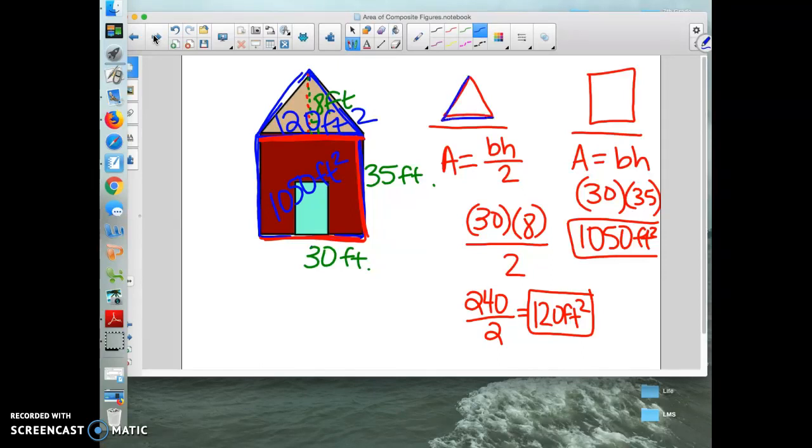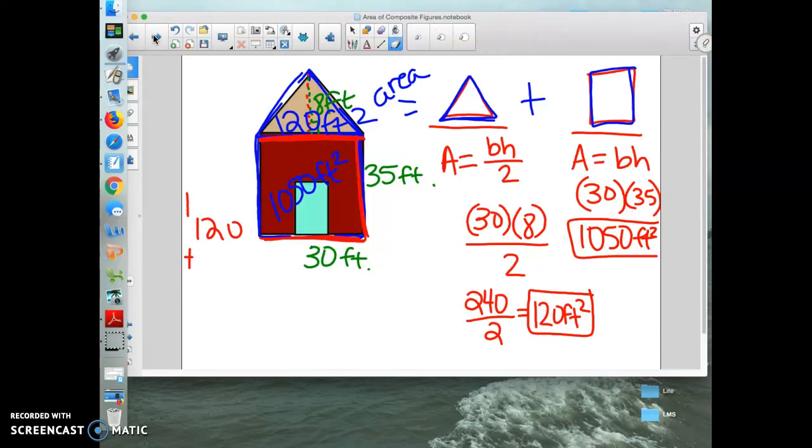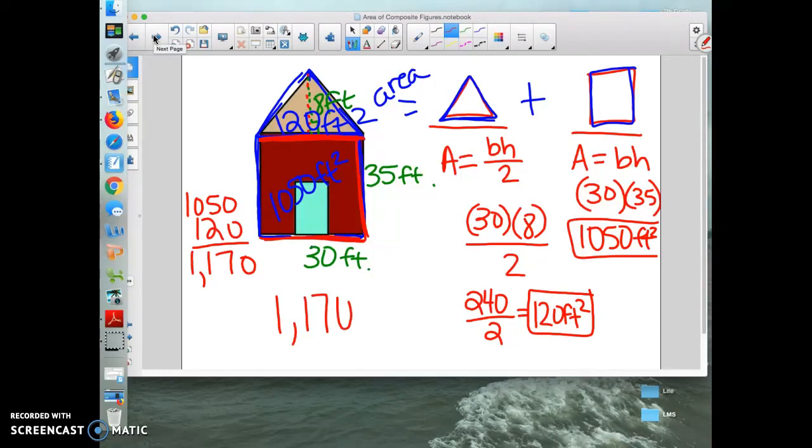And remember, to do composite area, we do the triangle plus the rectangle to equal our area. So we're going to do 120 plus 1,050. Well, we'll do it this way so that we put the bigger number on top: 1,050. Add that together. You will get 1,170 feet squared. That's how many square feet make up the house.